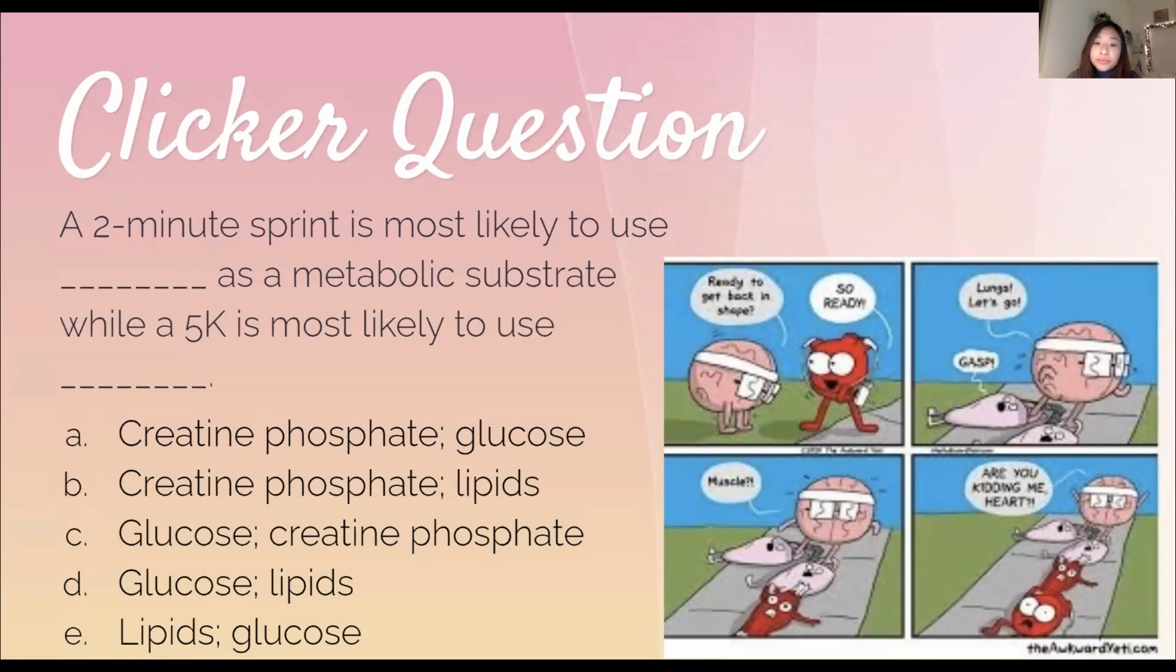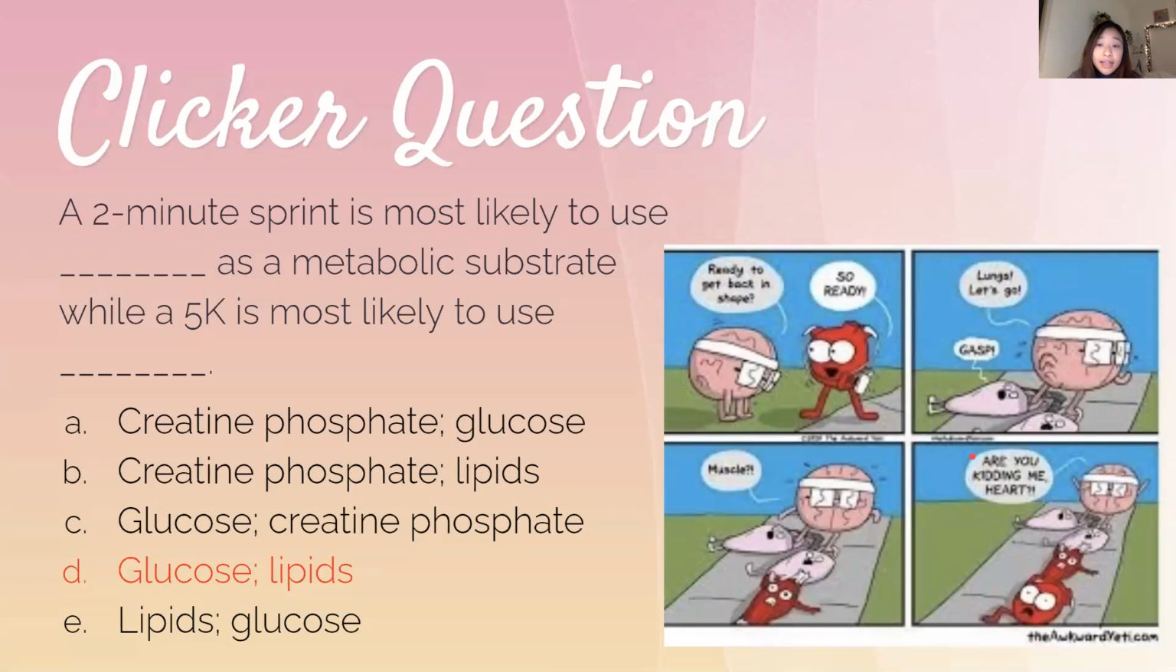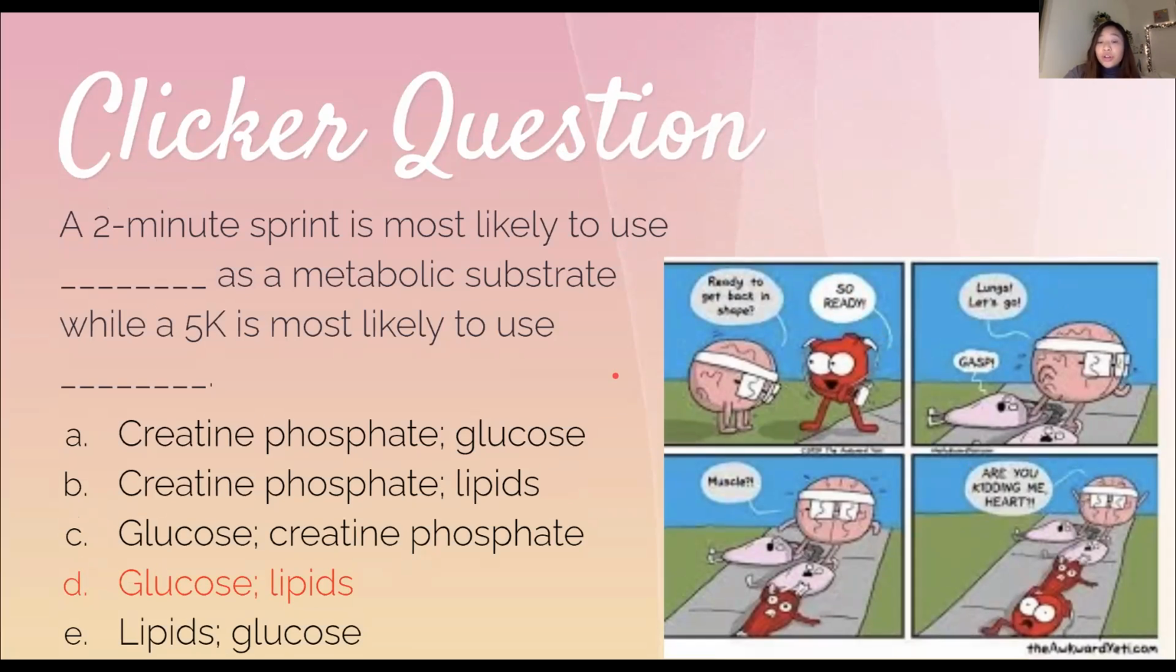Okay. All right, so the majority answer is A, but the answer is actually D. So for creatine phosphate, we rely on this for a couple of seconds, a minute at most, whereas we rely on glycolysis for a couple of minutes. All right.